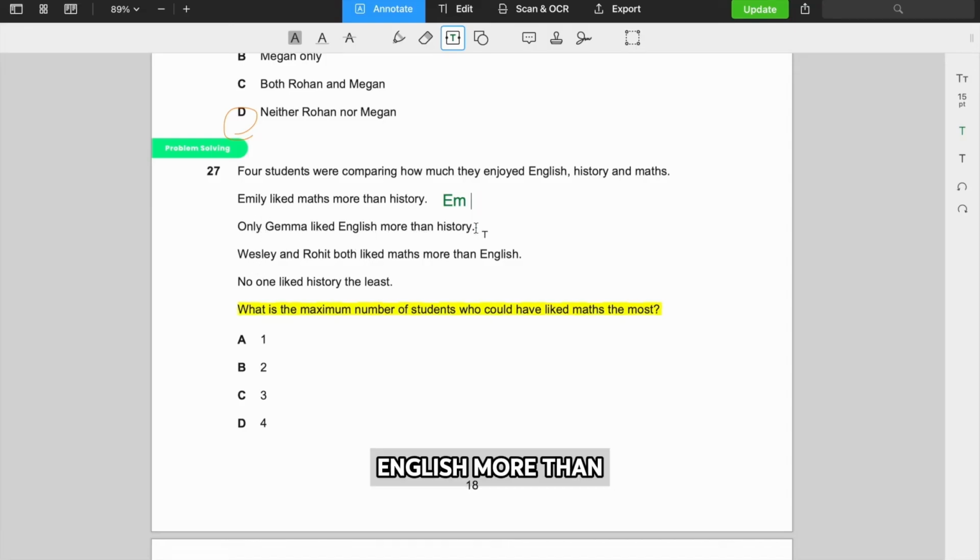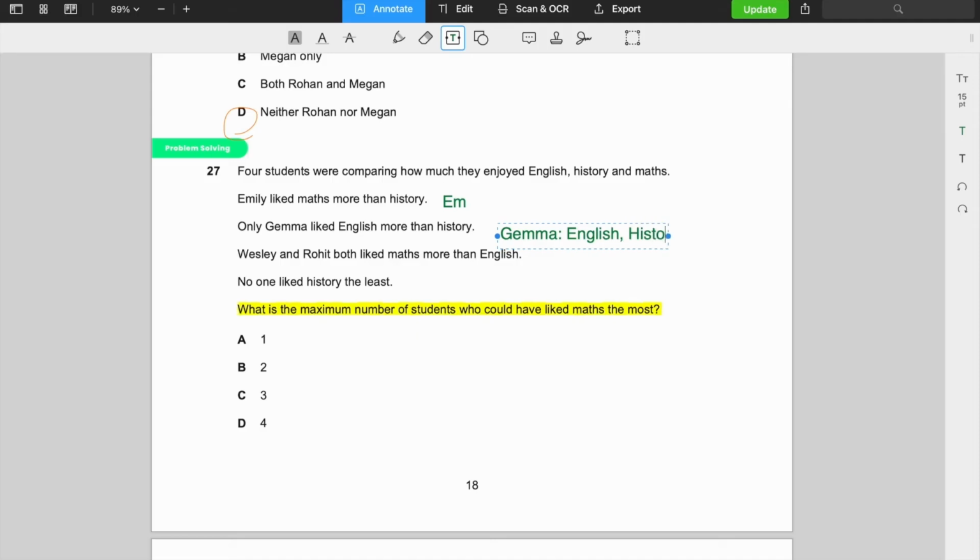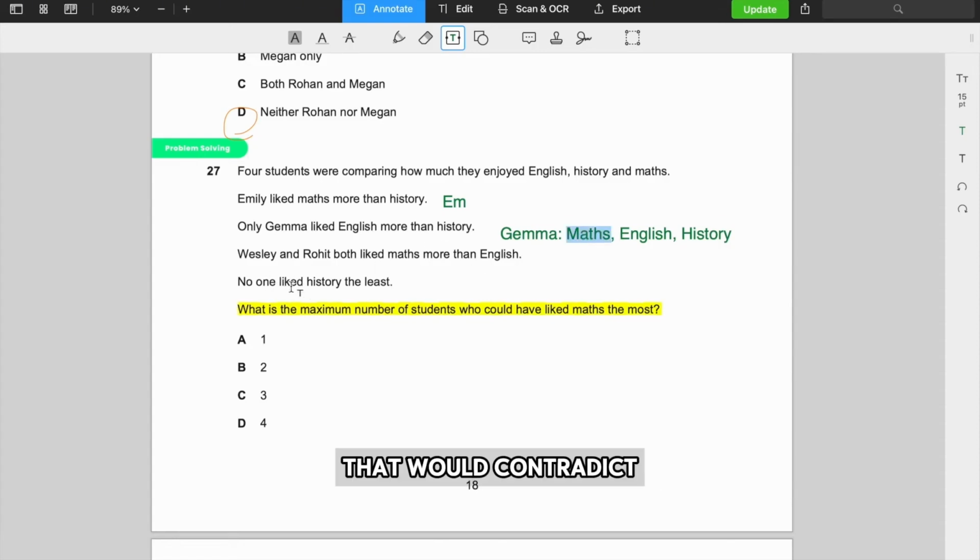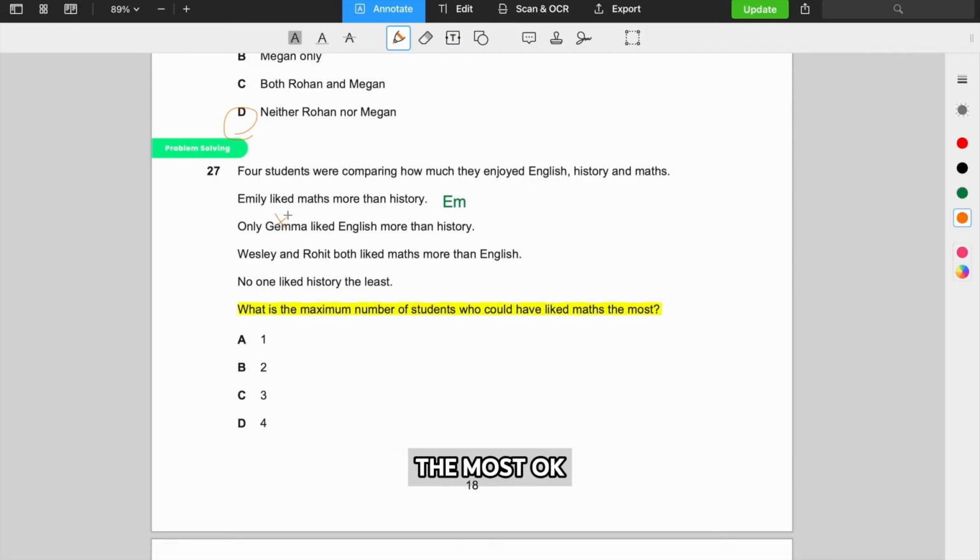Only Gemma liked English more than history. So could Gemma like maths the most? Well, for Gemma, if she likes English more than history, could she like maths the most? No, because if she likes maths the most, that would contradict the last rule that no one liked history the least. So it must be the order of English, history, maths, or English, maths, history. But Gemma can't like maths the most. So Gemma does not like maths the most.